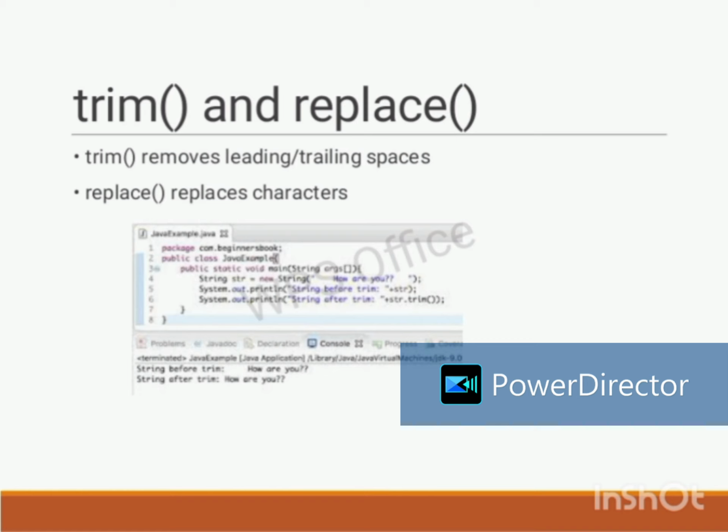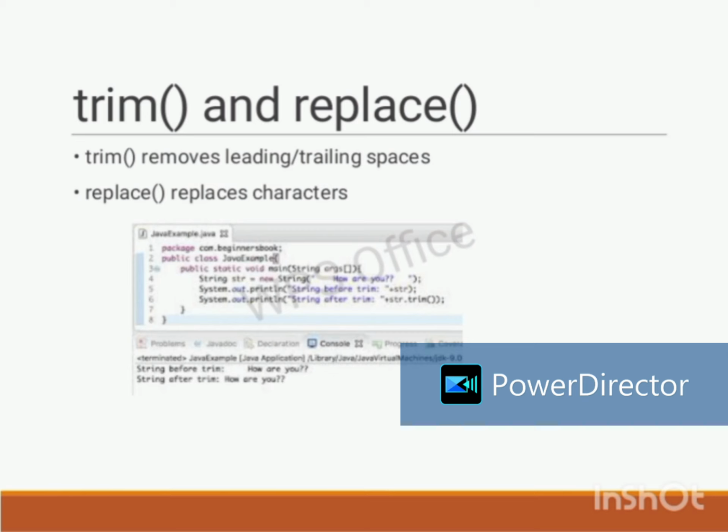trim and replace. Those two methods, trim and replace, are great tools for cleaning and modifying string content. Let's start with trim. It removes any leading or trailing white space from the string. It's perfect for handling user input from forms where people accidentally add spaces. Now replace. It replaces characters or substrings with new ones. You can even use replaceAll if you want to replace based on regular expressions.